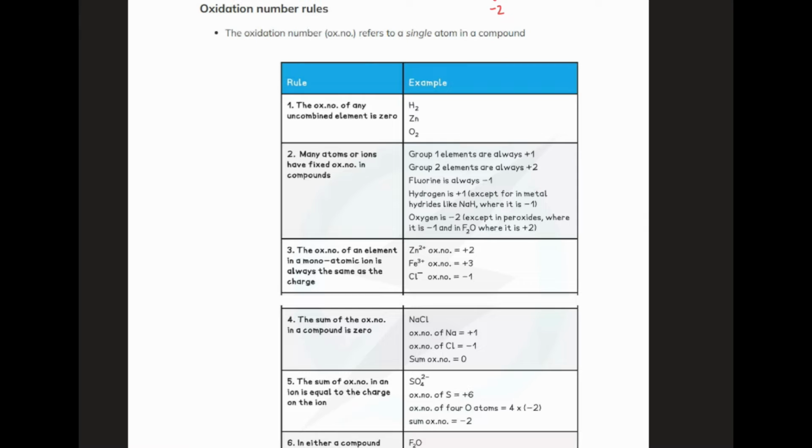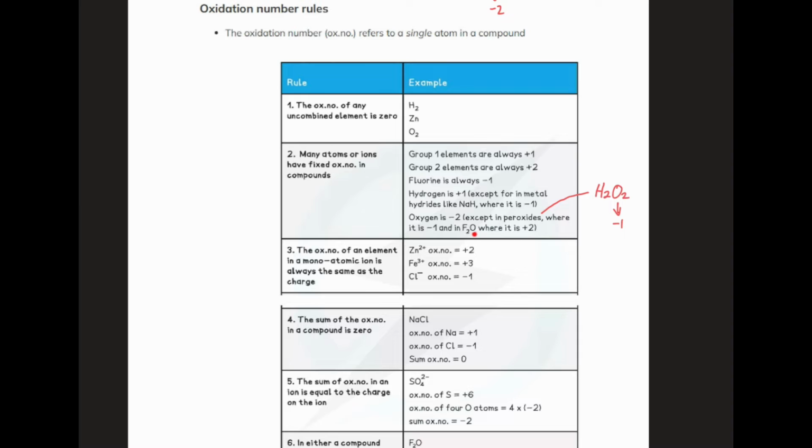Peroxides. One famous example of a peroxide is hydrogen peroxide, H2O2, where the oxidation number of oxygen is negative 1. That is a peroxide.